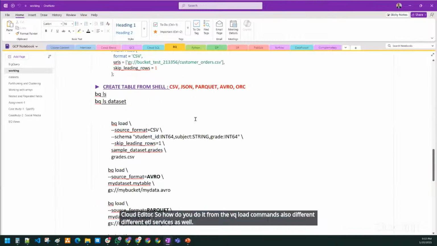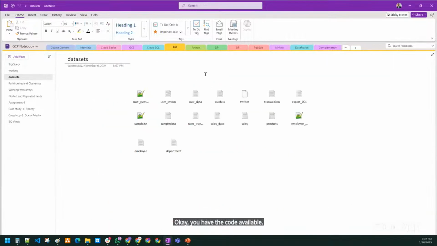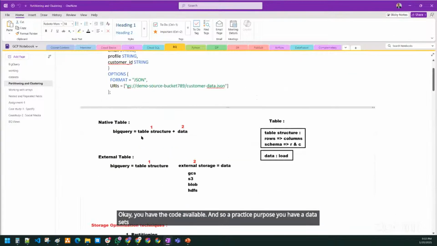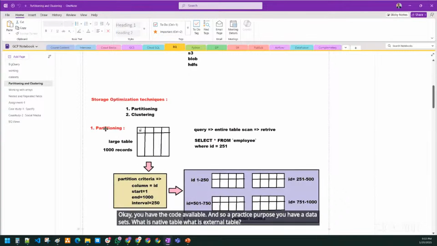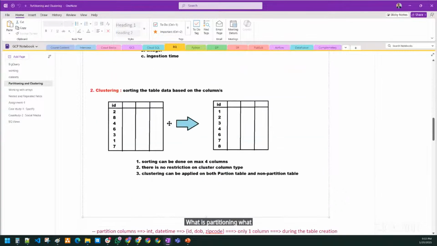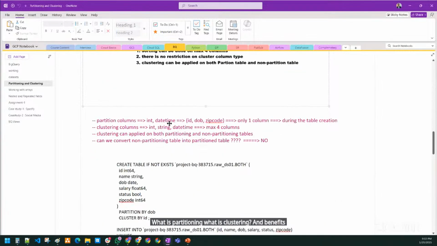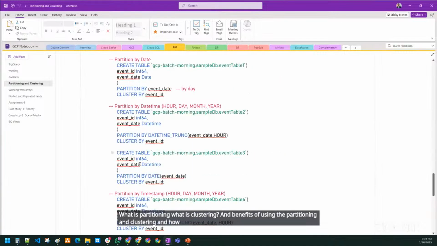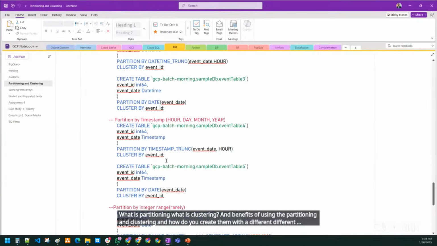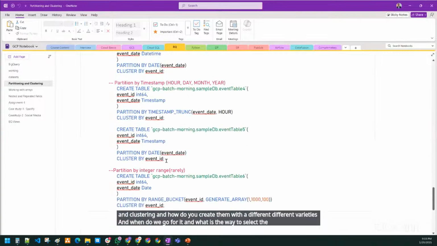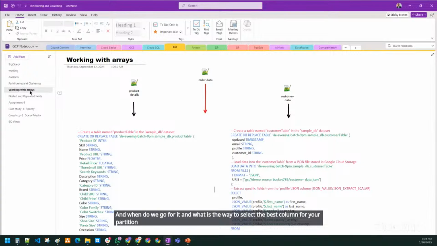You have the code available, and for practice purposes you have datasets. What is a native table? What is an external table? What is partitioning? What is clustering? The benefits of using partitioning and clustering, how to create them in different varieties, when to go for them, and how to select the best column for partitioning. That is the second thing. And then working with arrays.